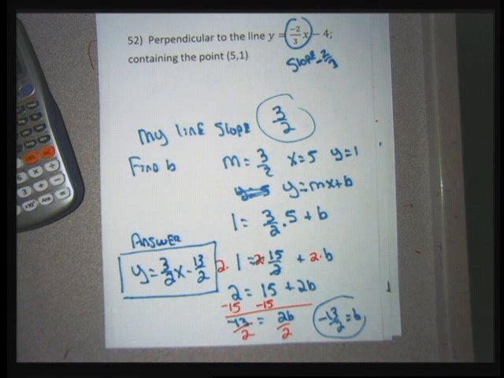So in each of the problems up till now, it gave me something so I could get the slope without doing any algebra. The next few problems, I need to do algebra to find the m.